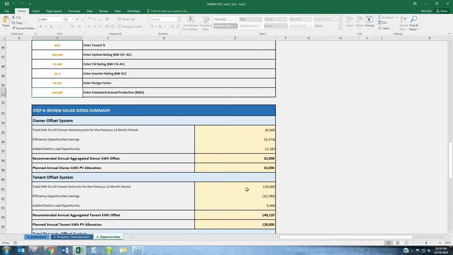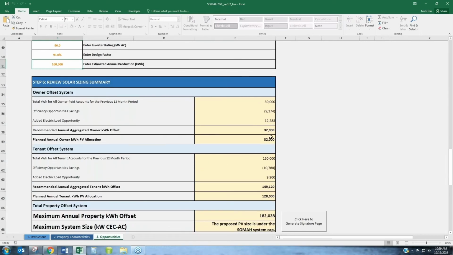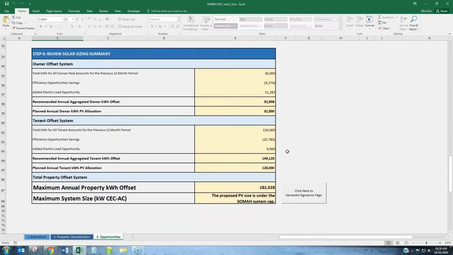And in summary, you'll now see each of those things together. So you'll see the historic consumption relative to the efficiency opportunities and the electric load addition opportunities. And that's compared to the solar PV system that was entered at reservation request. The same thing for the tenants: historic consumption, efficiency opportunities, and load addition opportunities. And as long as the solar PV system is sized such that it's below these recommended offsets, then you're okay. If these recommended offsets are smaller than what the solar PV size was submitted, then that'll cap the incentives that could go to that SOMAH PV system.